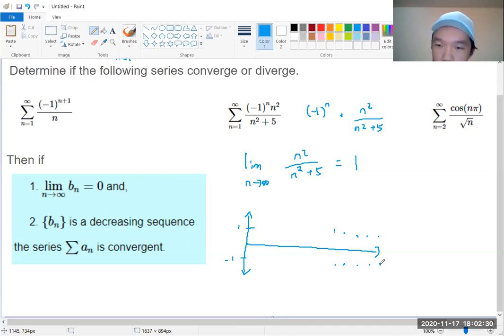Yeah, so this would be divergence, actually. It's basically the divergence test. The divergence test says that if it doesn't go to 0, then it's divergent. Okay, so this is divergence by divergence test.